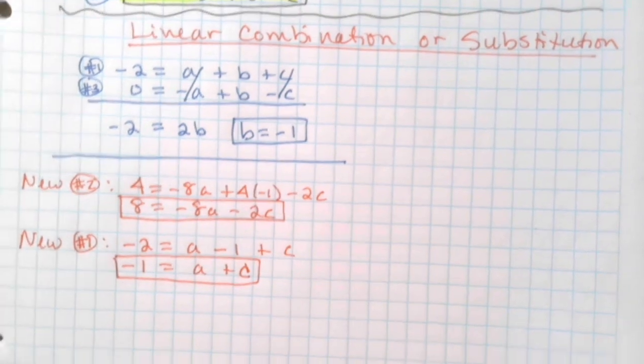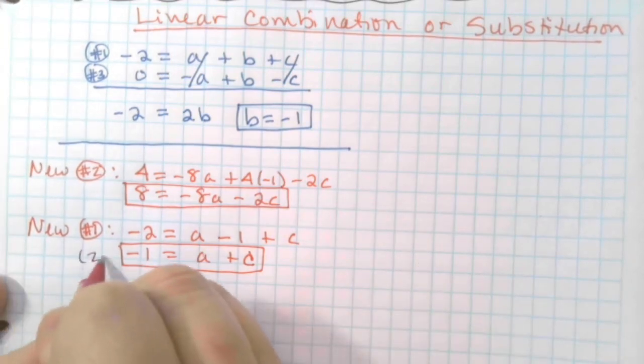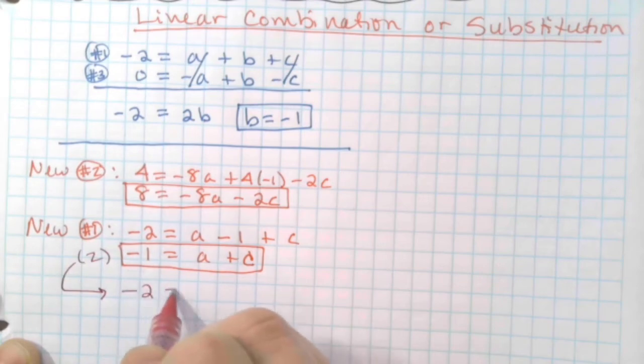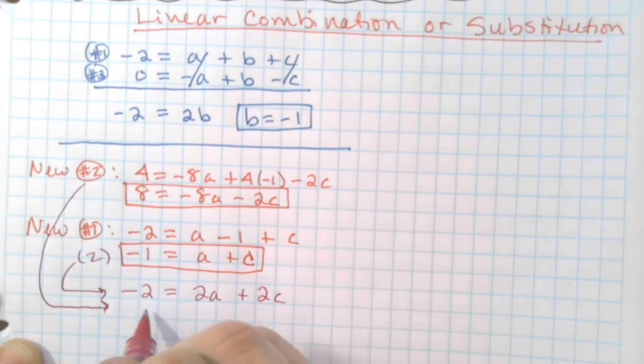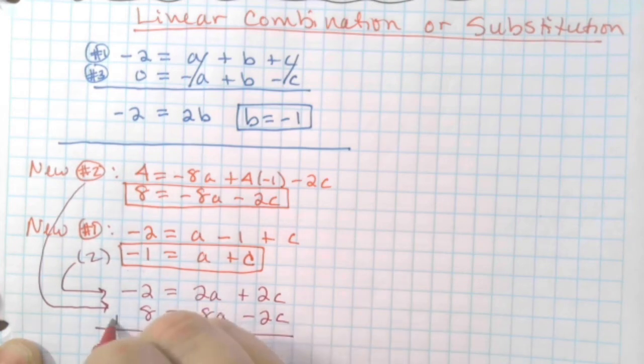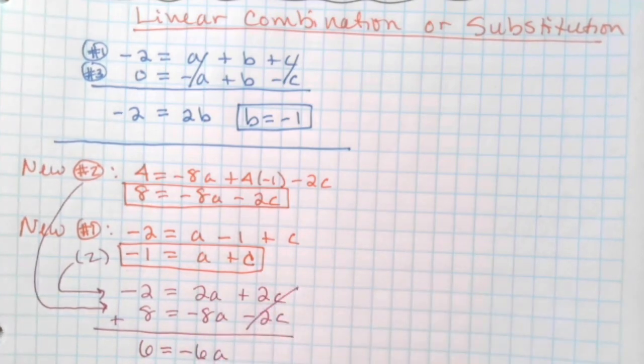Okay, so now I'm going to use linear combination and combine these, but I do need to make an adjustment because nothing at this point is going to add up to 0. So I'm going to take the second equation and multiply it by a +2. So that will give me -2 equals 2A plus 2C. And then I'm going to take number 2 the way it is. 8 equals -8A minus 2C. Draw a line, add them up. You get 6 equals -6A, and the C's add up to 0. So A must be -1.